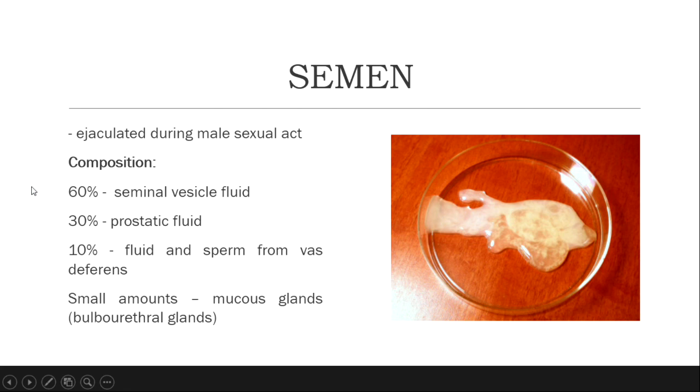So as you can see, you must take note that the majority of the seminal fluid is from the seminal vesicle. Okay? Then, meron ding small amounts from the mucus glands, especially the bulbourethral or the Cowper's gland. So take note nyo lang, the majority ng semen is composed of the seminal vesicle fluid. Then next, prostatic fluid. Then next is the sperm na. Okay?